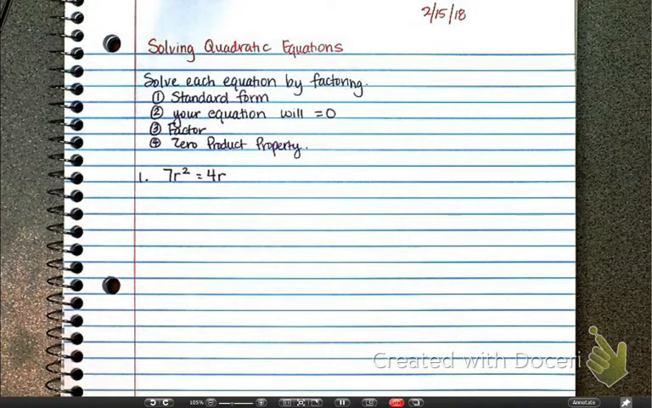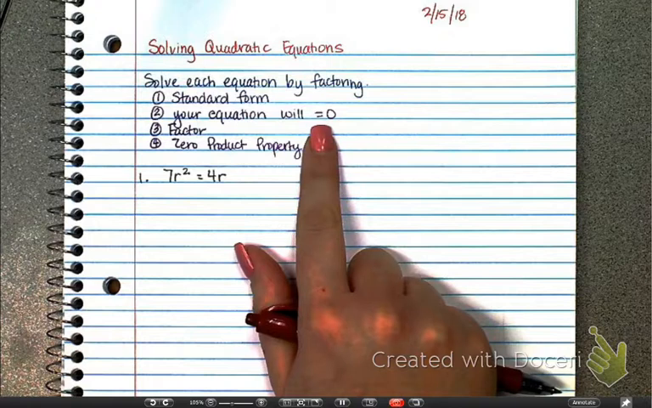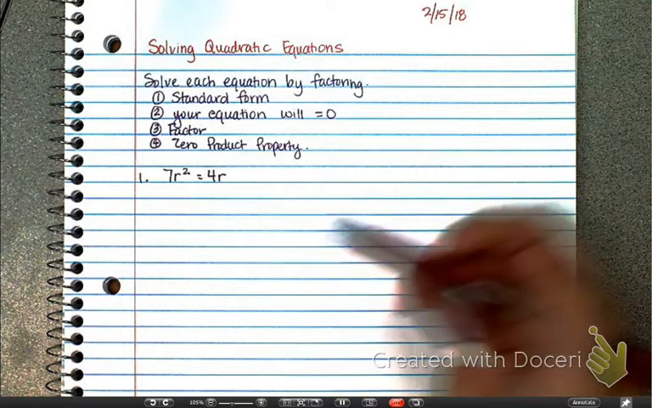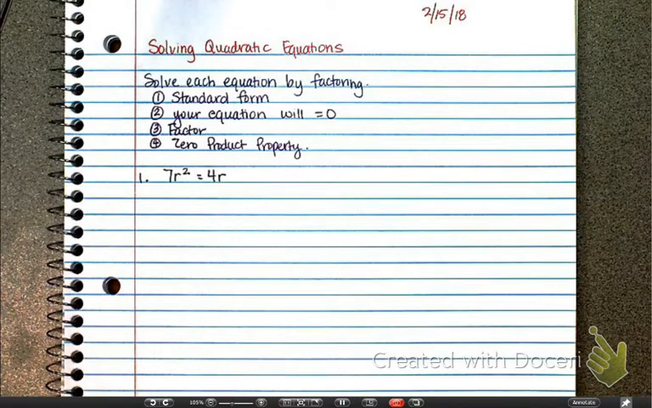Okay, so I'm giving you the equation 7r squared equals 4r. Okay? It's not in standard form because we have things on both sides, and it says here that I need it equal to 0. What would you move to get them either to the left or to the right? What do you think would be easier?